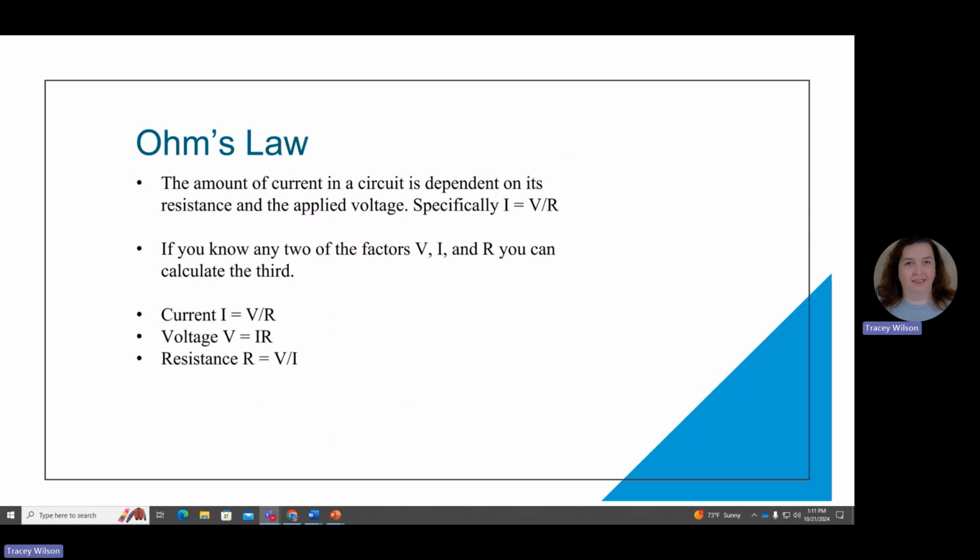All right, so Ohm's law, I want you to be aware of it, but we're not actually going to probably ever calculate it ourselves. So Ohm's law is the amount of current in a circuit that is dependent on its resistance and the applied voltage. So you take the voltage divided by the resistance, and you get that, that is Ohm's law. So you know what the impedance and what the actual flow is. Does that make sense? The general level.